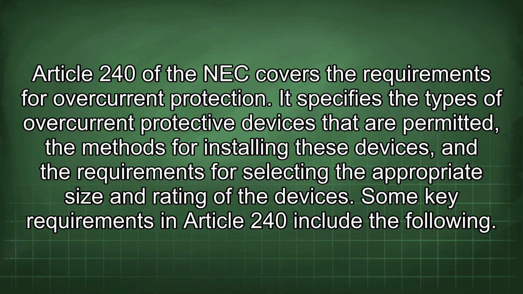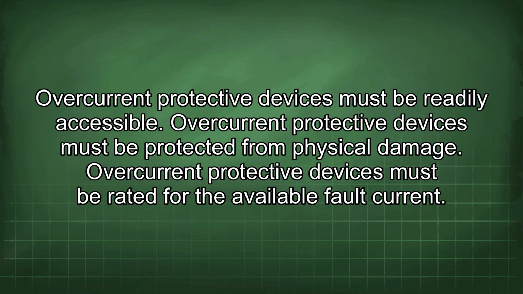Article 240 of the NEC covers the requirements for overcurrent protection. It specifies the types of overcurrent protective devices that are permitted, the methods for installing these devices, and the requirements for selecting the appropriate size and rating of the devices. Some key requirements in Article 240 include the following. Overcurrent protective devices must be readily accessible. Overcurrent protective devices must be protected from physical damage. Overcurrent protective devices must be rated for the available fault current.